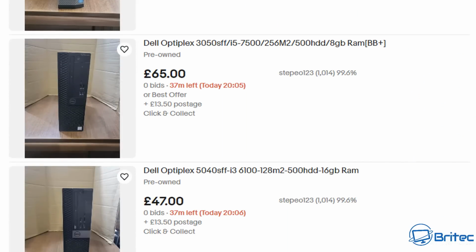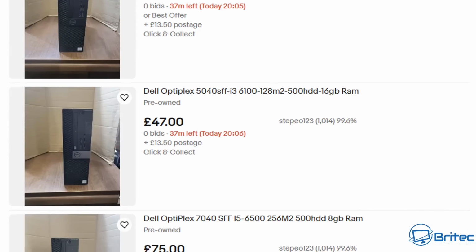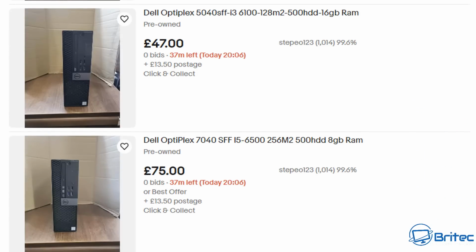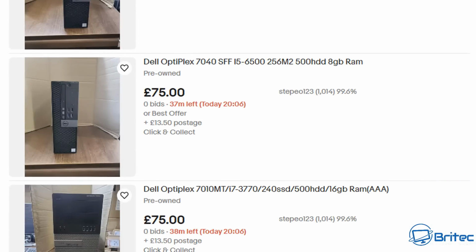But the PC market is pretty slow right now. No one is really buying these old systems as much as they used to, and that's because they probably know people are charging too much money for them.